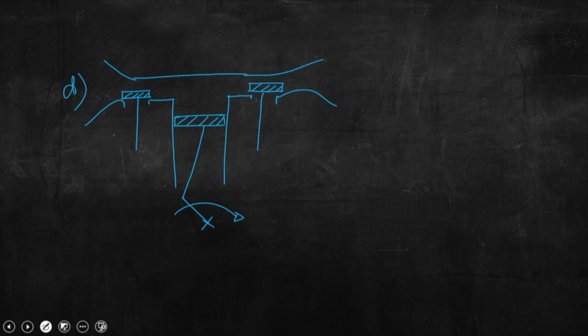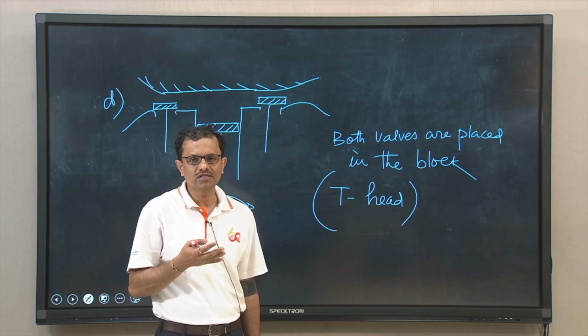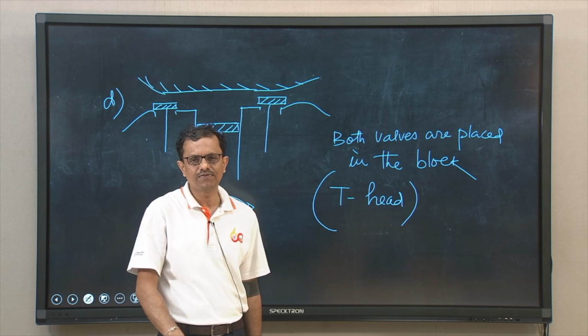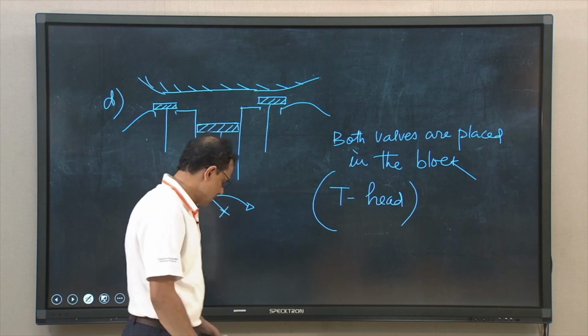So, this type of engine, you can see that both valves are placed in the block, and this type of engine is known as T head engine. So, I am writing here, both valves are placed in the block, and this type of engine is known as T head engine. So, we had seen, based on the constructional feature of the valve arrangement, we could classify engine into 4 different categories, that is F head, L head, T head and I head.